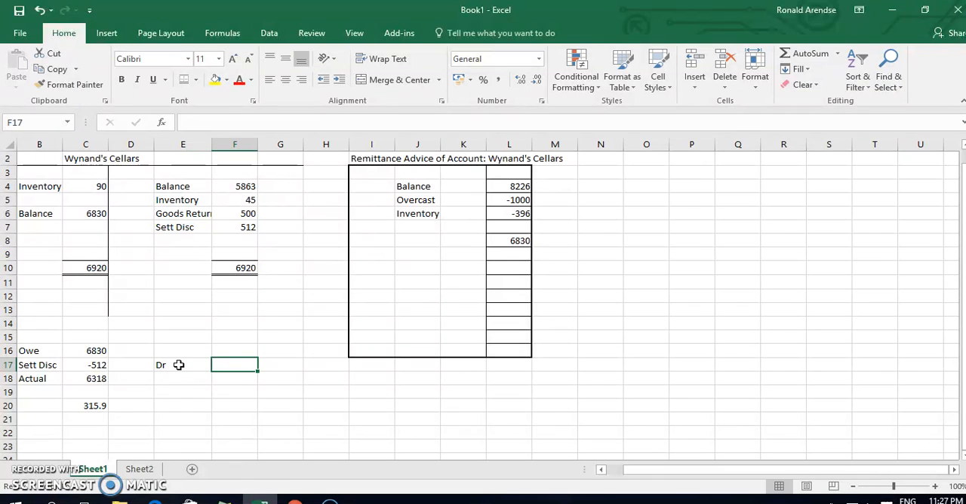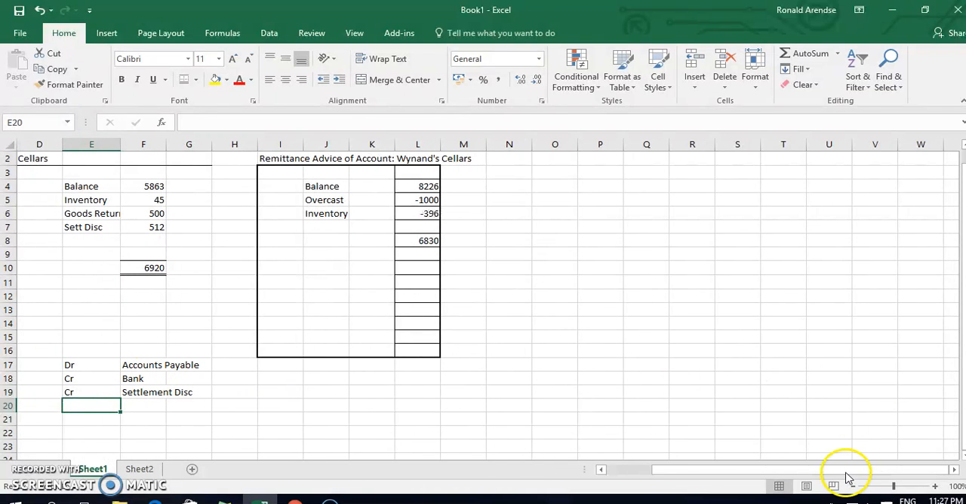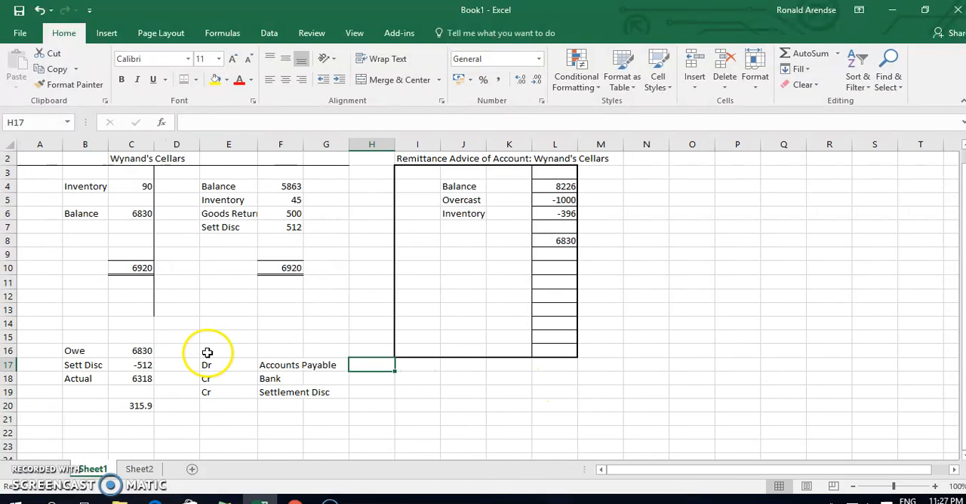So when we do the general journal entry, it's going to be debit accounts payable, credit bank because we're making a payment, and credit the settlement discount, which is of course my interest in this case. So the amount that accounts payable needs to decrease by is the full amount, 6830. The amount that bank needs to decrease by is the 6830 minus 316. So my discount is 316 rand, which is that amount over there.